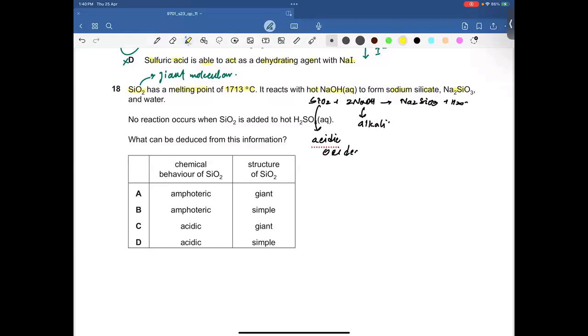No reaction occurs when SiO2 is added with this. Obviously, it is an acidic oxide, and this is also an acid. They cannot react together. What can be deduced from this information? Chemical behavior of SiO2: SiO2 is an acidic oxide. Structure of SiO2: giant molecular. So the right answer is going to be C.